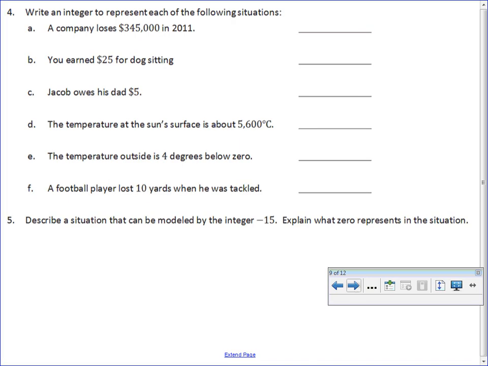Try number 4. Fill in those integers, positive or negative numbers. All right, let's go over and see what they are.